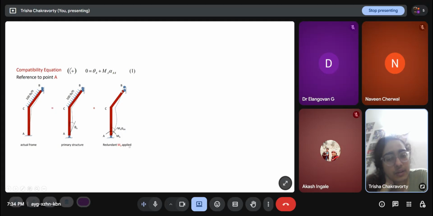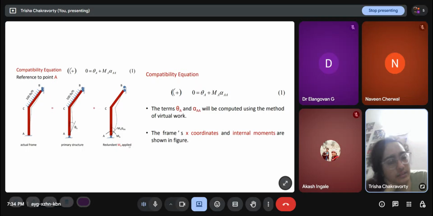And how will the secondary structure look like? It will have the same members. It will have a roller here, and it will have a pin here, but it will have an externally applied moment here. And what will be the compatibility condition? The rotation at A in the primary structure and the rotation at A in the secondary structure have to add up to give 0. So theta A plus MA alpha AA has to be 0. The terms alpha A and theta A and alpha AA will be computed using method of virtual work.